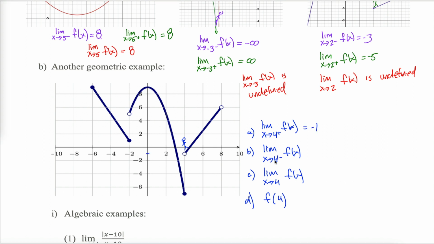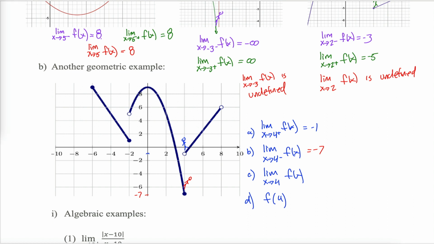Contrast that with the hiker who's approaching 4 from the negative side. So now we're thinking about this hiker over here. What height is he or she getting really close to when we get close to 4? Well, whatever height this is equal to, it looks to me to be -7. What if there was no plus or minus here? Well, then I'm asking you about the two-sided limit.